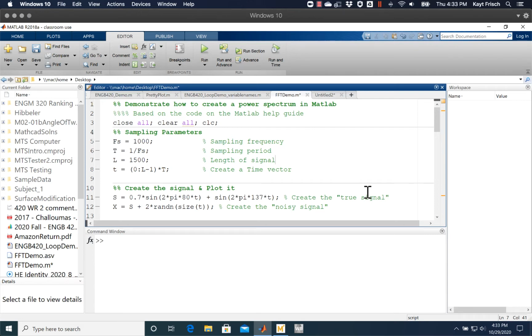In this Matlab video, we're going to be talking about how to create a power spectrum using Matlab. And we'll compare a couple of different codes. This is based on the code in the Matlab help guide, so if it looks familiar, that's why.